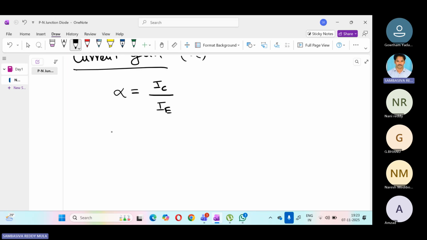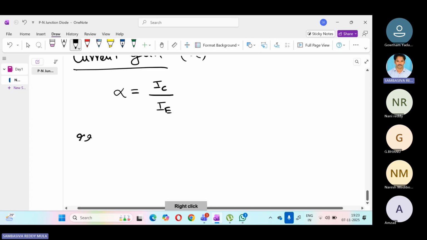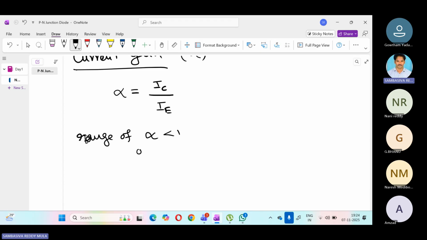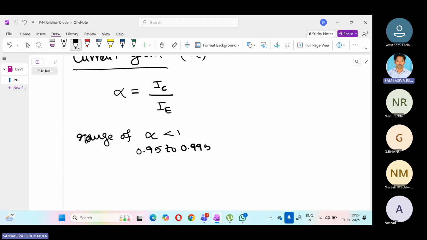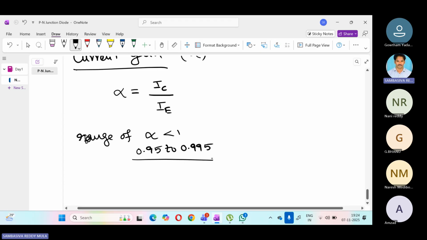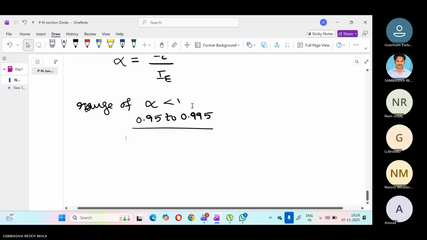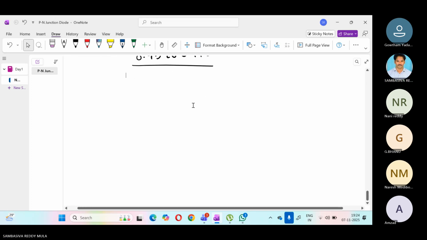So what about this IC by IE? The range of alpha is less than 1, and it ranges from 0.95 to 0.995. So this is the range of alpha. It's called current gain.